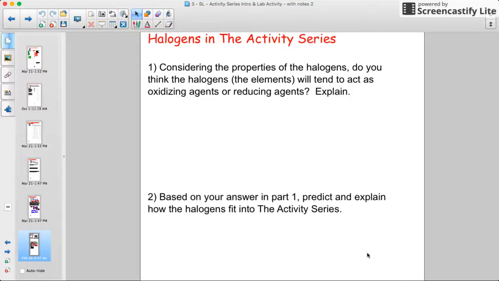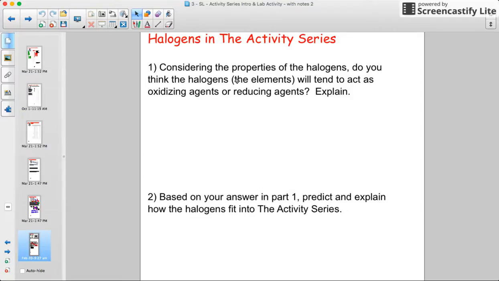Okay, so in this video, we're going to talk about how the halogens fit into the activity series. If we think about the halogens, you should associate them as being nonmetals and also as elements that have a very strong attraction for electrons. Specifically fluorine, but all the halogens in general have a pretty high electronegativity.